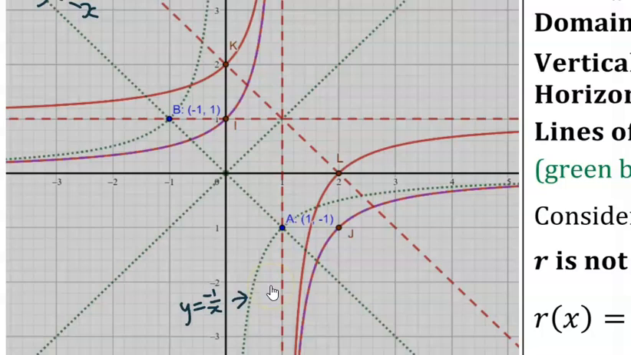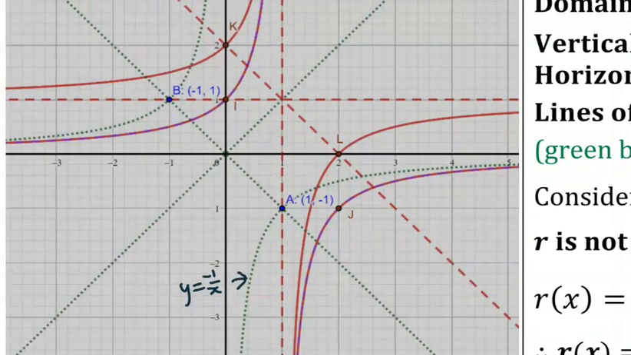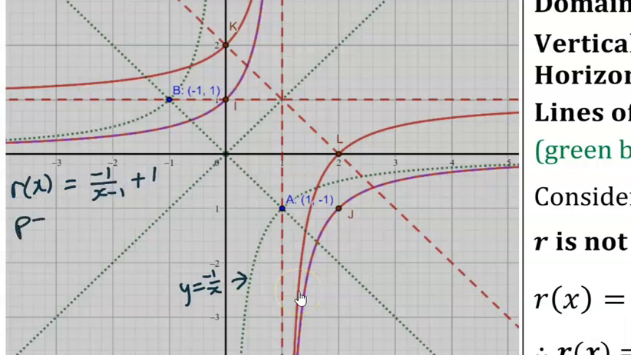So we know that my r of x is equal to minus 1 over x minus 1 plus 1. So I have a p equal to 1, which is positive. I have a q equal to 1, which is positive, but my k is negative 1. So I know I'm in the second and the fourth quadrant.